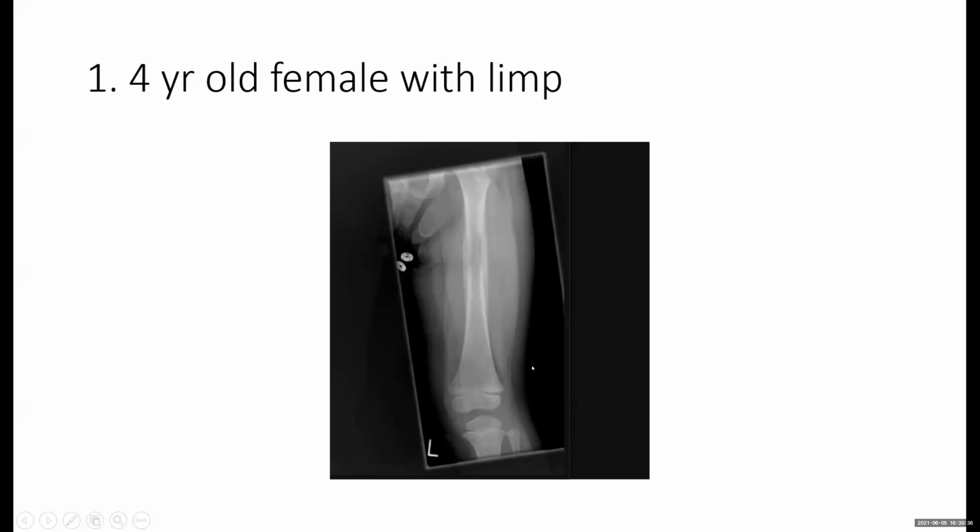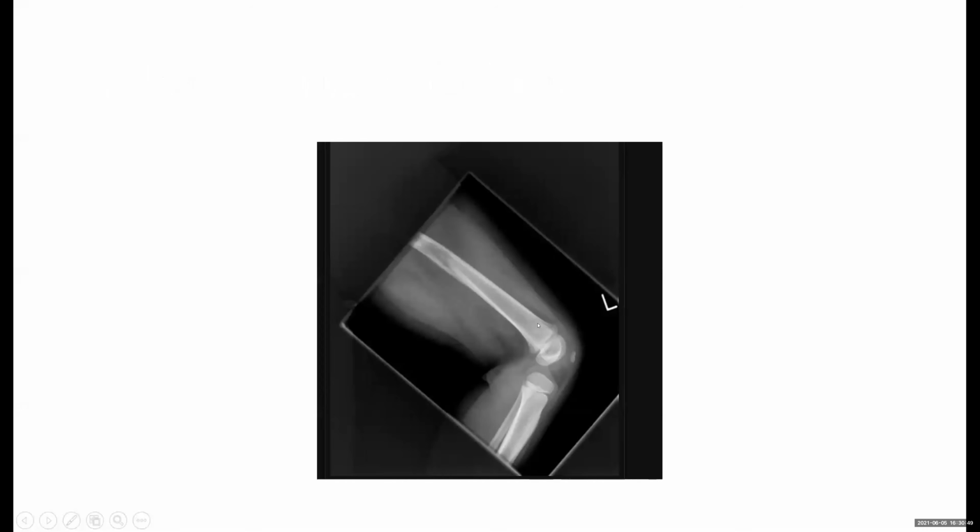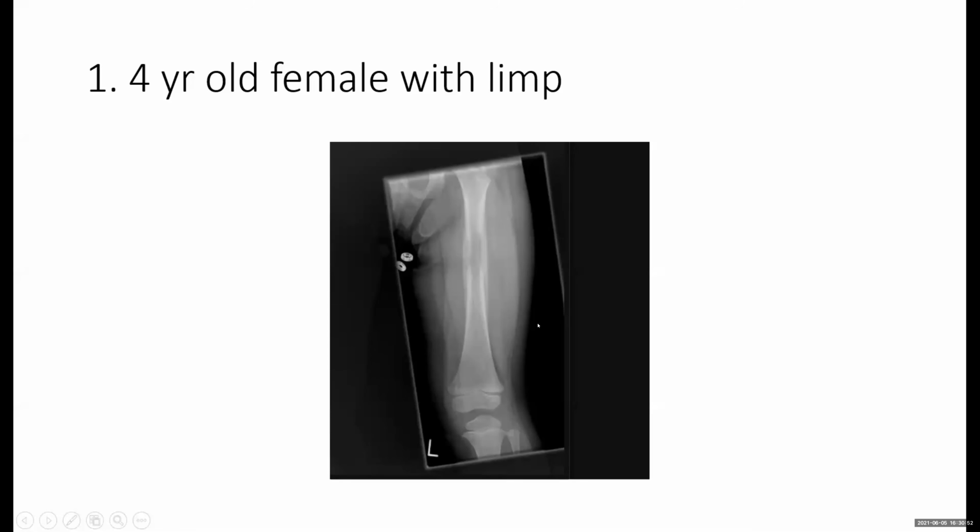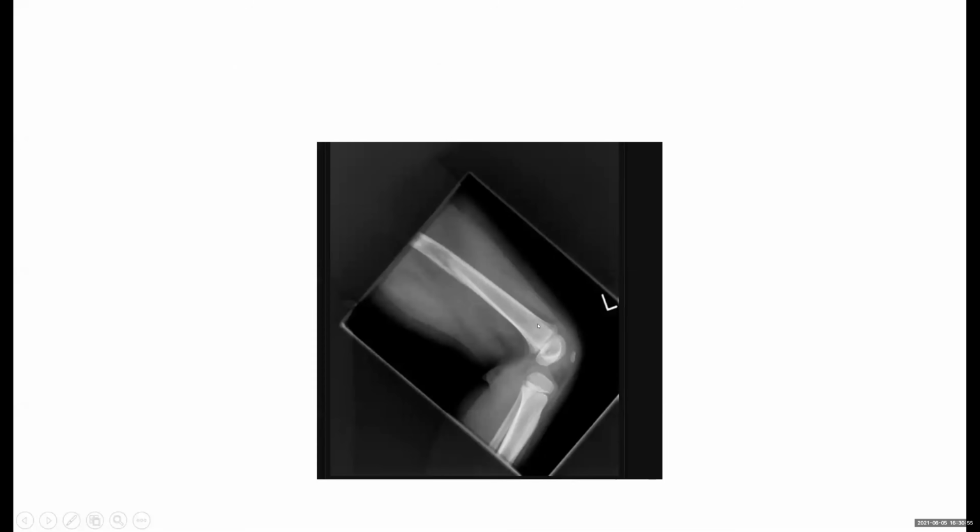So the first case, the description was very good. This is a permeative lytic lesion involving the diaphysis of the femur with periosteal reaction. There is no pathological fracture associated. The differentials you considered were Ewing sarcoma, osteosarcoma, and eosinophilic granuloma, right? And is there possibility for infection also in the differential diagnosis? Because definitely osteomyelitis is also a differential. Okay, thank you.